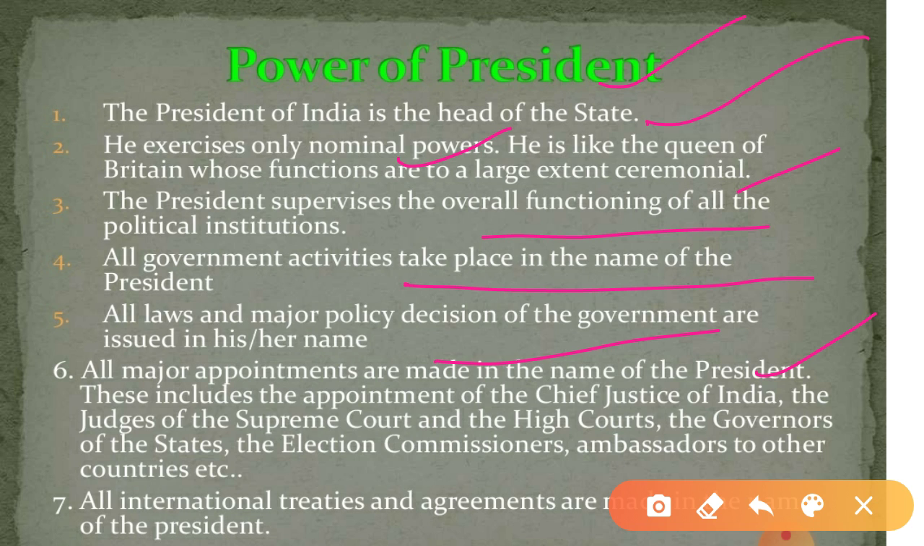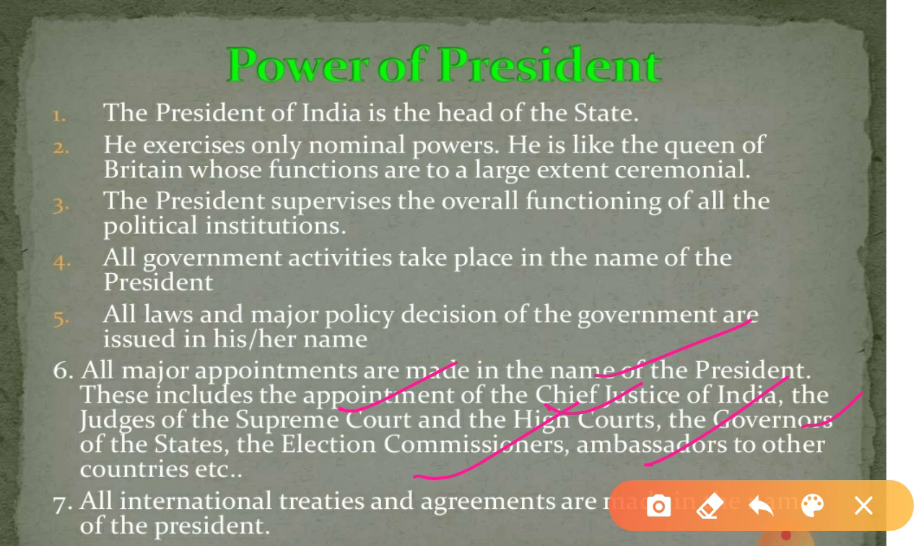If we see the appointments, the president makes the appointment of the Chief Justice of India, then the judges of the Supreme Court and High Court, the governors of the states, the election commissioners, and the ambassadors to other countries. So these are the appointments done by the president: Chief Justice of India, Supreme Court judges, High Court judges, governors of states, election commissioners, and ambassadors to different countries.